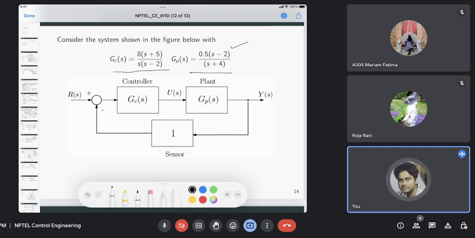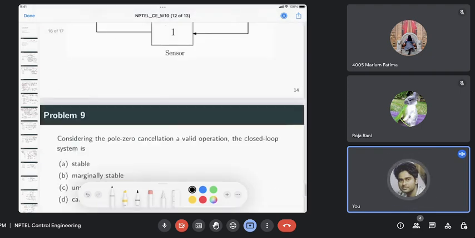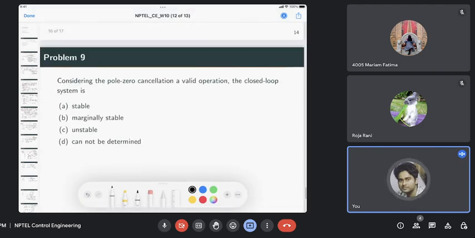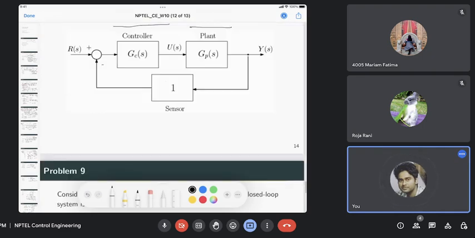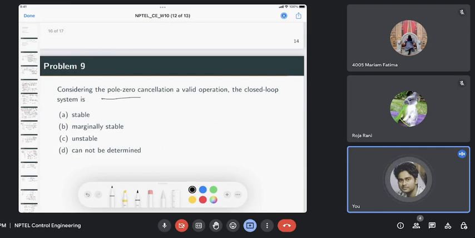That is, if you have a right half plane zero, you cannot cancel it with a right half plane pole, and vice versa, right? It will have some issue. So we'll just see through this example what issues it can have. First, we have this transfer function given for this controller and plant. Through this pole and zero cancellation, we just assume it is a valid operation.